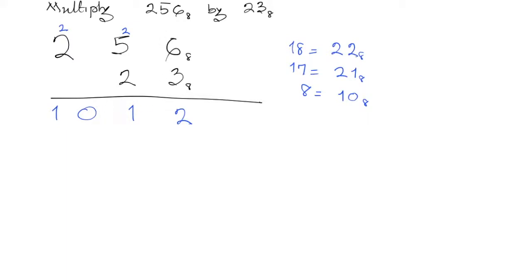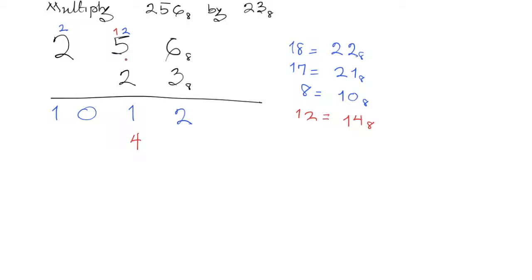Now we move to the next one, which is this 2. 2 times 6, that's 12. 12 in base 8 is essentially 1 bunch of 8 and then 4 units. 12 minus 8 is 4. So 1 bunch of 8 and 4 units. So we write our 4 here and we'll move our 1 here.